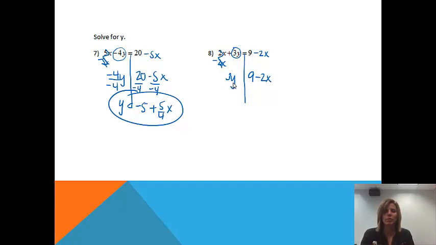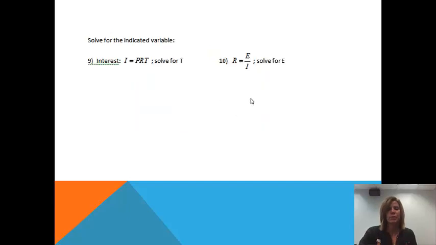And then to get rid of the 3, we're going to divide all 3 parts by 3. So we'll get y equals 9 divided by 3 is 3, and then this stays a negative. 2/3 does not work out nicely, so we'll just leave it 2/3. And there we go.